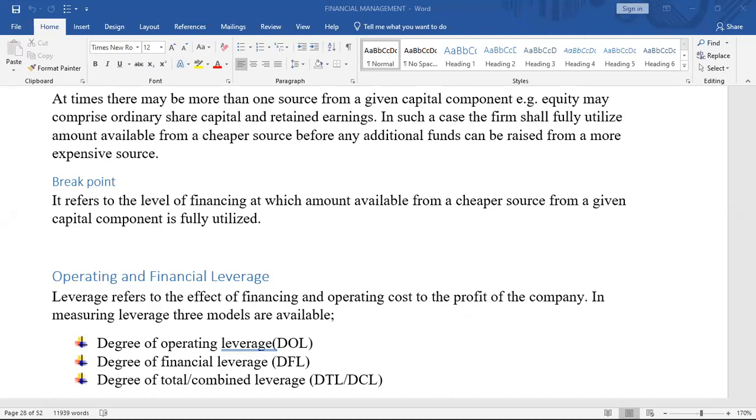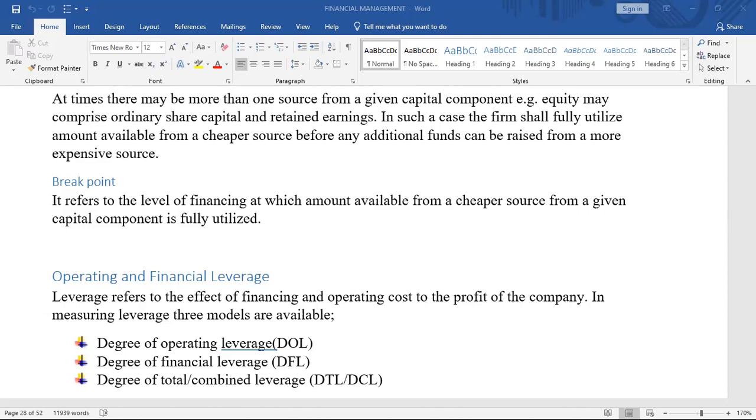What I was looking for was breakpoints, as a student was asking about it. A breakpoint is where we use the cheaper source and utilize it fully before we look at the expensive source. And that is where we normally look at the equity aspect, because equity comprises two sources of funds. We normally have ordinary share capital, and also we have retained earnings.